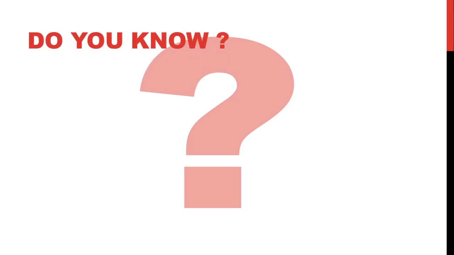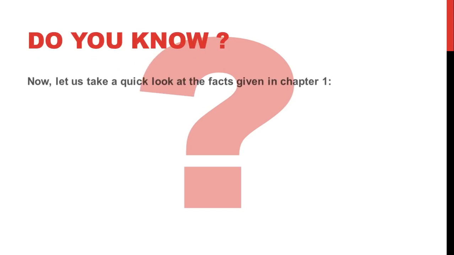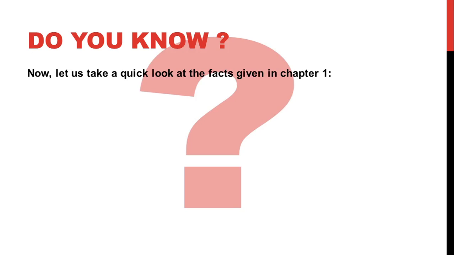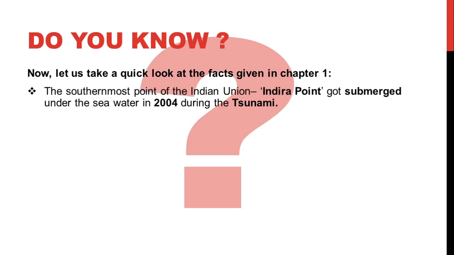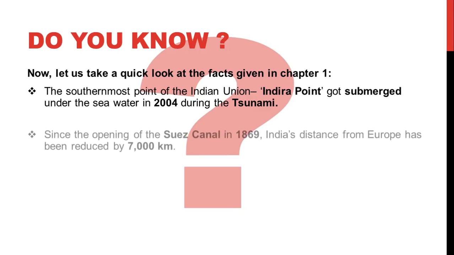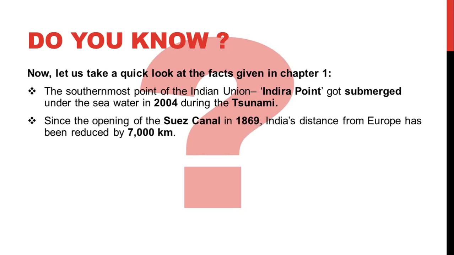Do you know? Now let us take a quick look at the facts given in chapter 1. The southernmost point of the Indian Union, Indira Point, got submerged under the sea water in 2004 during the tsunami. Since the opening of the Suez Canal in 1869, India's distance from Europe has been reduced by 7,000 kilometers.